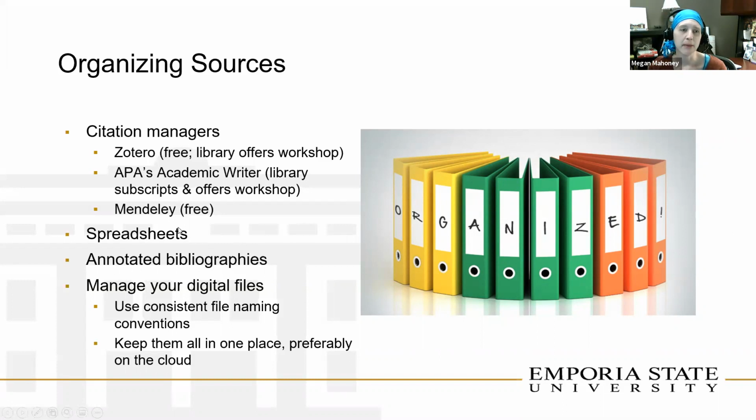Regardless of what method you use for organizing your sources or your references and citations, I highly recommend managing your digital files well. Use consistent file naming conventions, such as the first author's last name and the year of publication, and keep all of your files in the same place, preferably on the cloud. Keeping them only on your computer's hard drive is a recipe for disaster should your hard drive fail or your computer sustain some type of damage, like from a spilled drink.